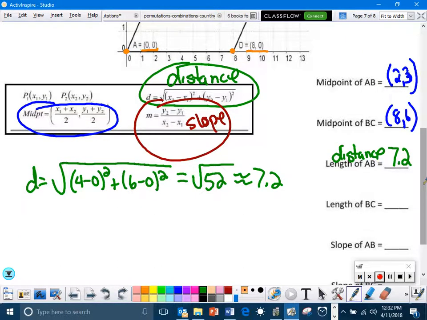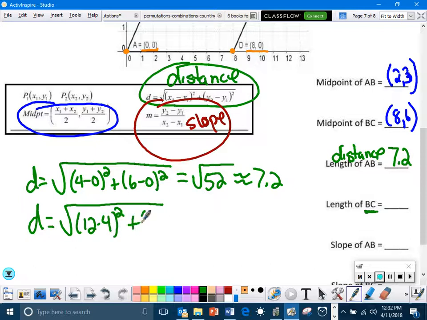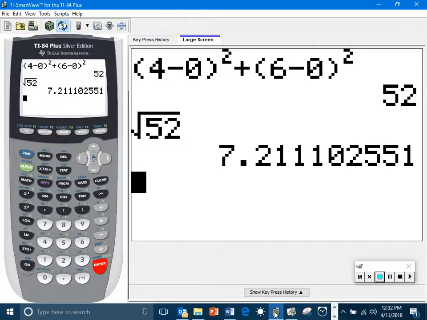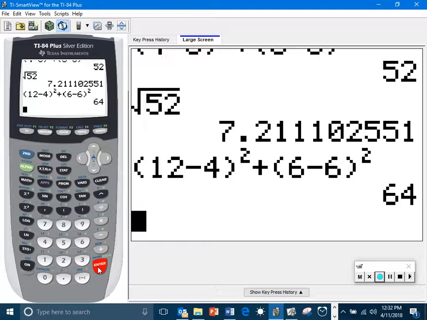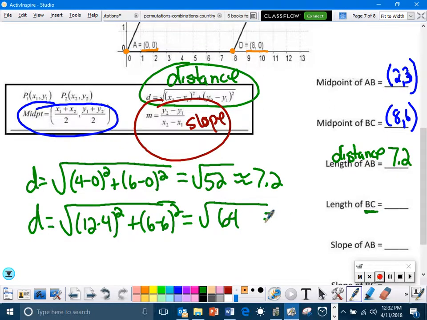Okay, now we're going to find the distance of BC. So that would be the square root of 12 minus 4 squared plus 6 minus 6 squared. 64. Square root of 64 is 8.